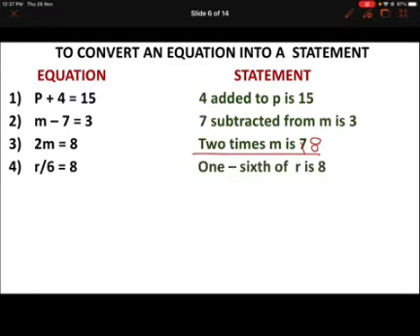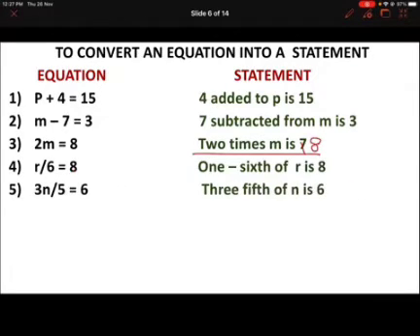r by 6 is 8. So 1/6 of r is 8. You can also write when r is divided by 6, the result is 8. Or you can write when r is divided by 6, we get 8.